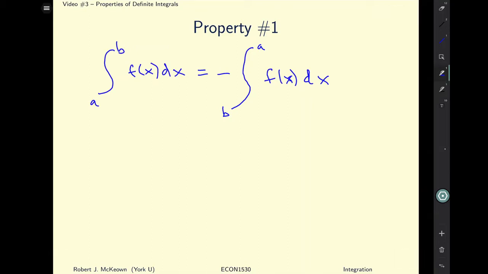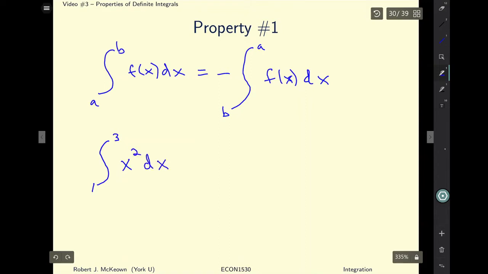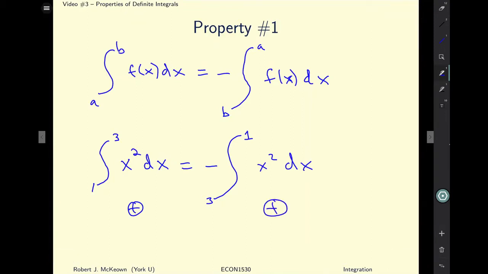So that's property 1. If I want to show it to you with numbers and an example, suppose you're trying to find the area of this thing. Well, it would be equivalent to looking for the area of this thing. Those two are the same. So these two things down here are equivalent. In this case, it's going to be two negatives on the right-hand side and just a positive value on the left-hand side.